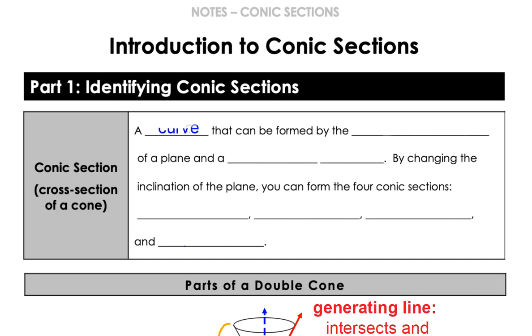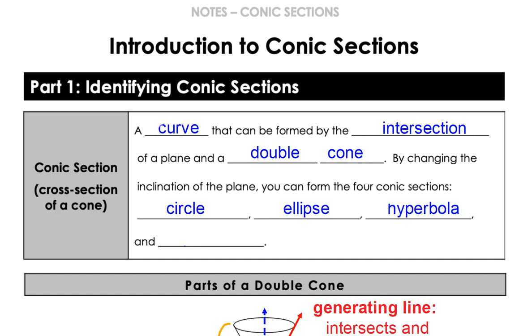A conic section is a curve that's formed when we have an intersection of a plane and a double cone. We'll look at a picture of a double cone in a second. The way we get that is we change the inclination of the plane, so how it's tilted basically, and we can come up with 4 different conic sections that way. The first one is a circle. The second one is an ellipse. The third one is a hyperbola. And the last one is a parabola.